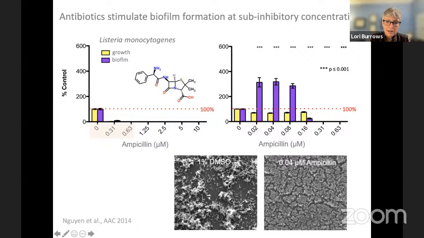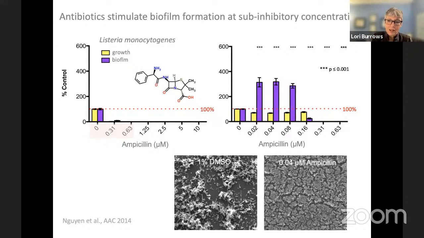And then you can see these nice little clusters of biofilm growing on it. When we looked at 0.04 micromolar ampicillin, we just saw this massive, gigantic amount of bacteria, and you can't even see the peg anymore. It's just a huge mat of bacteria. So this was like a crazy amount of biofilm.